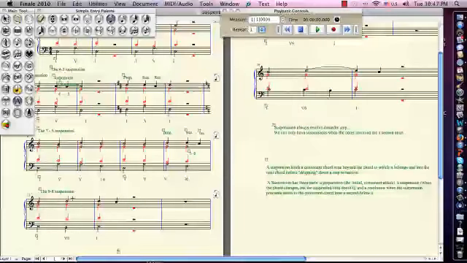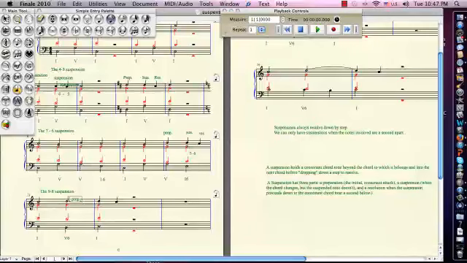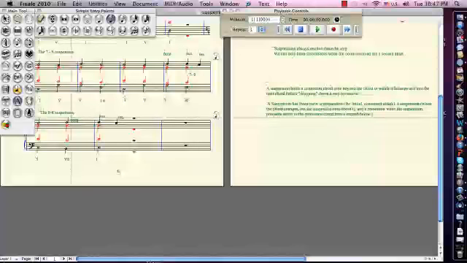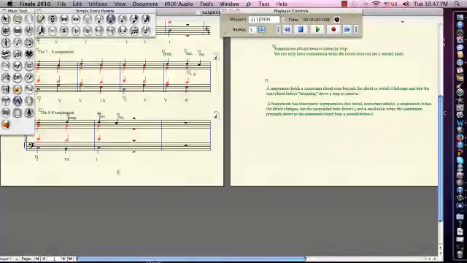All right? So this is, again, preparation or prep. Here's the actual suspension or sus, and here is the resolution or res. Okay, so we have preparation, we have suspension, and we have resolution, and this represents the 9/8 suspension.